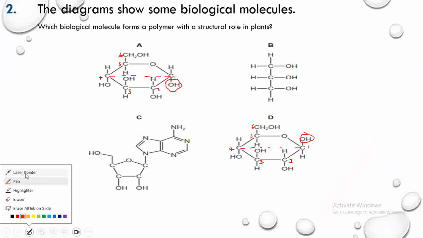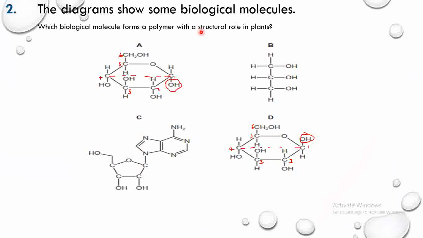So what do we say, guys? Which one has a structural role in plants? That's cellulose. So which one is a monomer of cellulose? This is alpha glucose, because the OH attached to the first carbon atom is below the plane of the ring structure. So that's the monomer of starch and glycogen. They are not structural. They don't play a structural role. So A cannot be the answer.